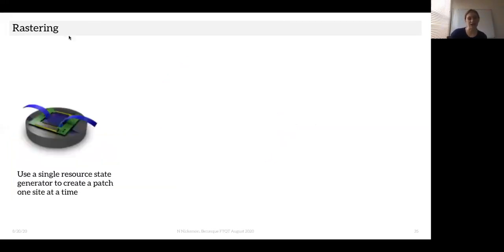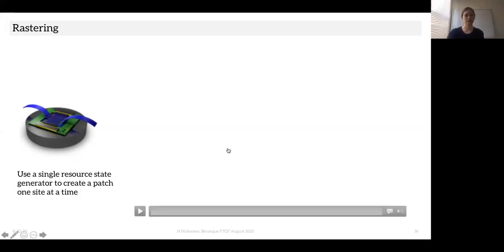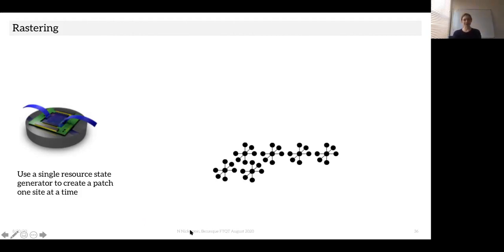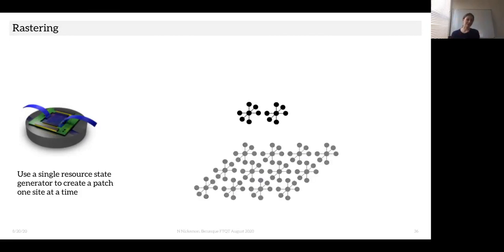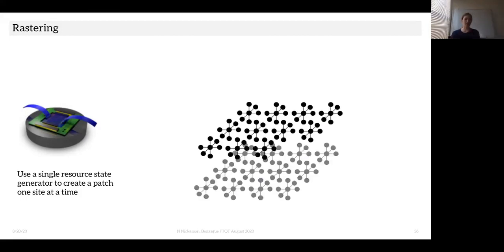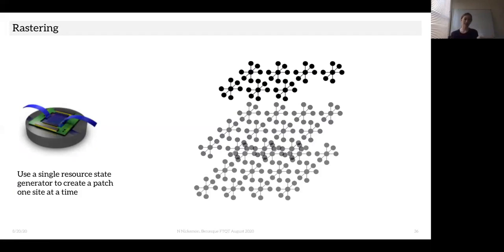And this is the last thing I want to talk about, which is a variation of this scheme. So rather than starting with this whole logical qubit, I can instead start with just a single resource state generator and use it to create a patch. So I can use it to create a layer one site at a time. So now you get to see this nice animation. This is really in the spirit of 3D printing the cluster state. So rather than producing it a whole layer at a time, I can produce one state at a time and then do the fusions that I need to connect this together into a single cluster state.